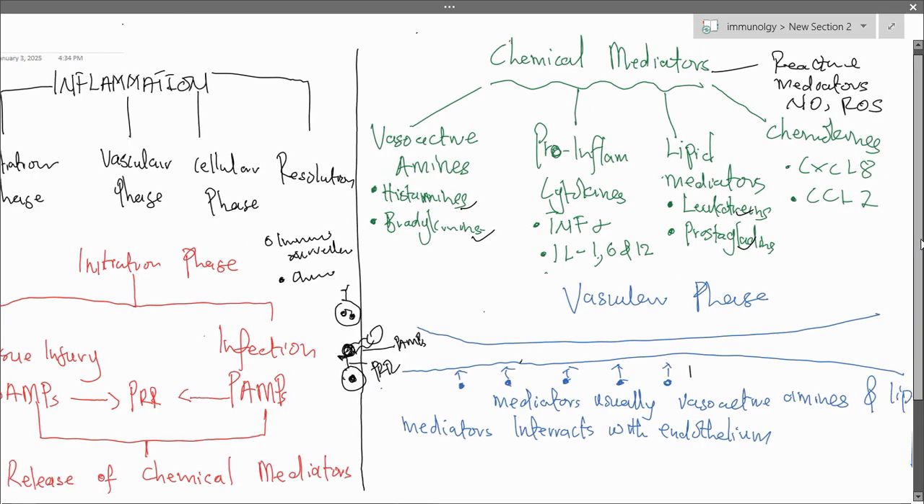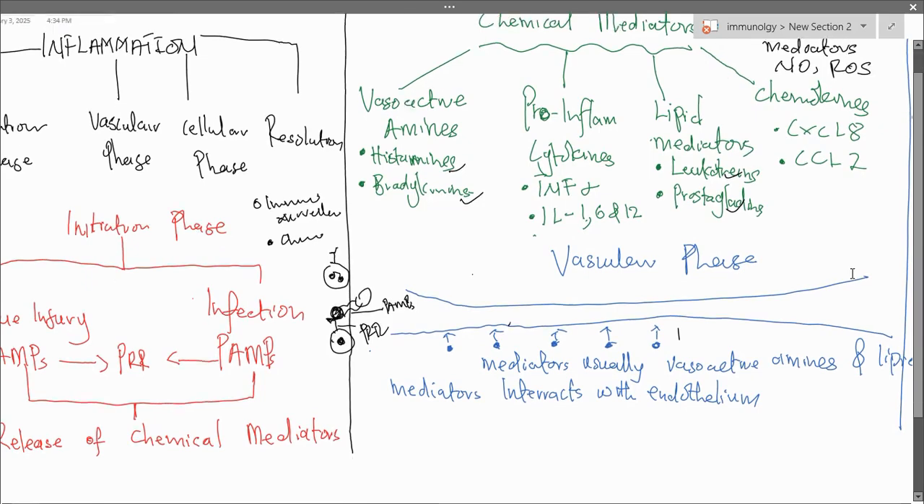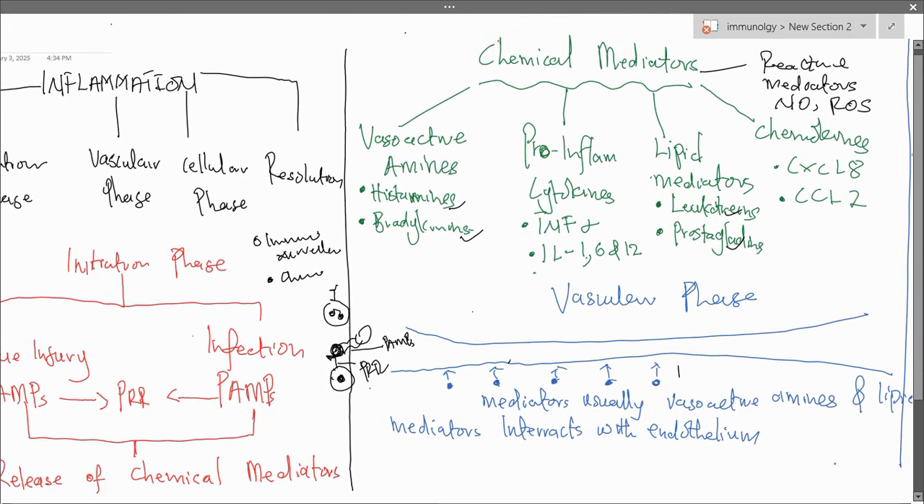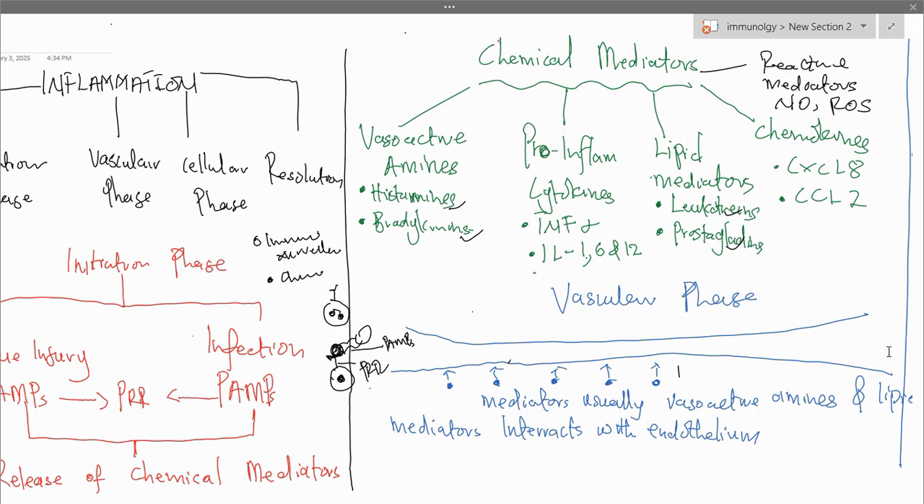Then the chemokines. Normally, the chemokines are applied in the cellular phase, during phagocytosis. The chemokines are mostly what we call chemoattractants. So they mostly attract white blood cells to the site of infection. We also have reactive mediators. So we have reactive oxygen species and we have nitric oxide. So these are reactive mediators. And then the lipid mediators, we have leukotrienes and prostaglandins.